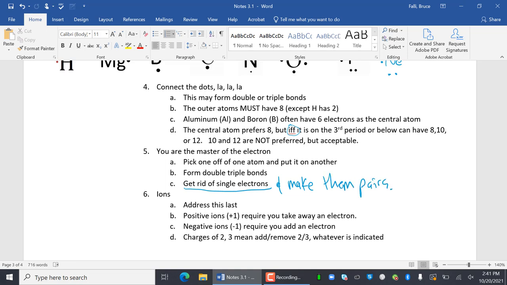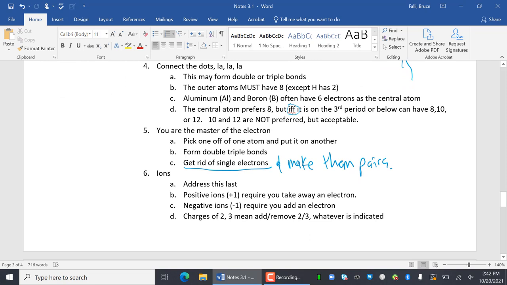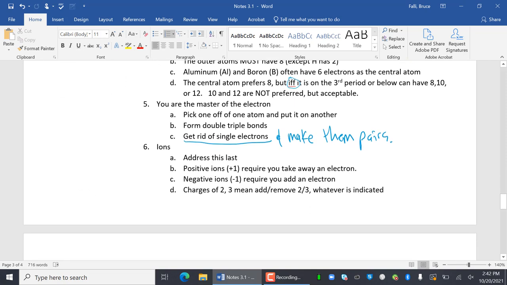Oh my goodness, you forgot to write down and make them pairs? Cole, come on, I wrote it down. Cole, you really should write. Did you write down neon, Cole? Aw, Cole, come on.